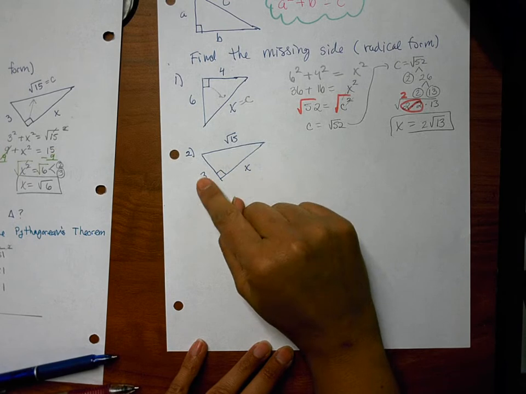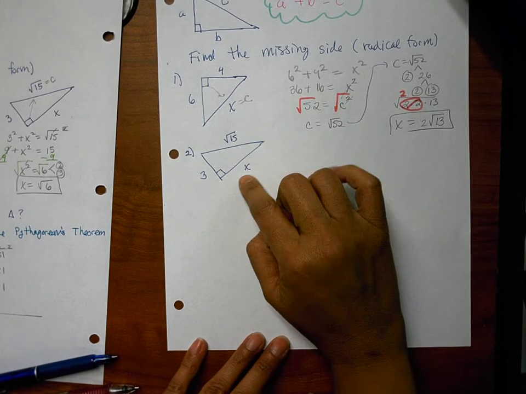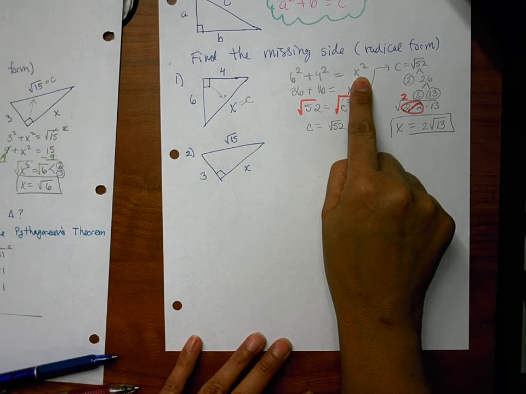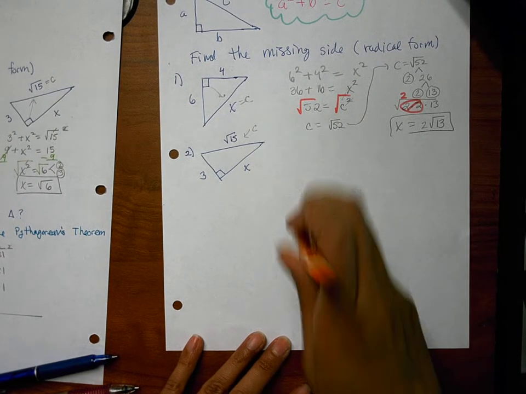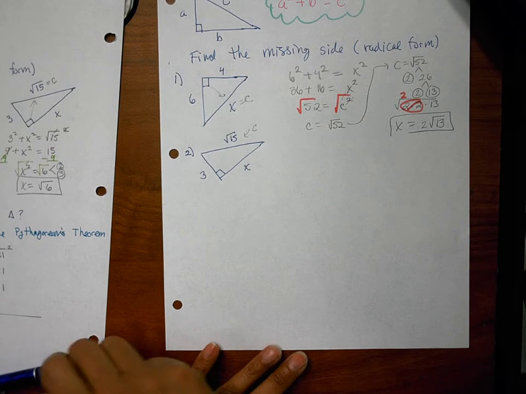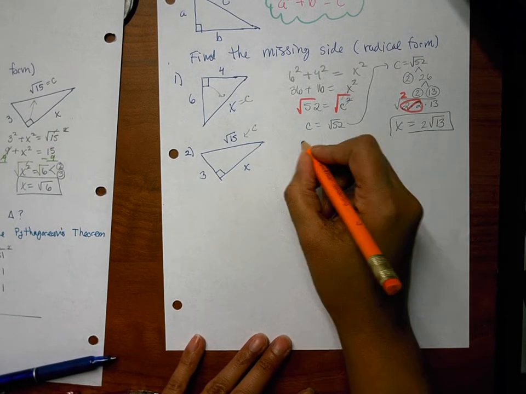Many times kids will say 3 squared plus root 15 squared equals x squared. They always want to put the variable on the c squared piece. That's not always the case. In this particular problem, the root 15 is the c. So again, you want to be careful.